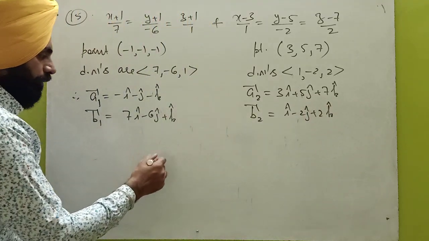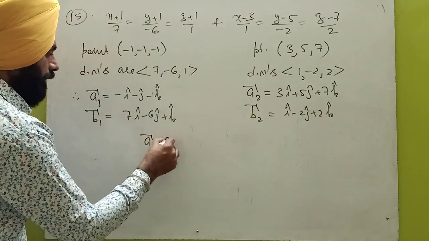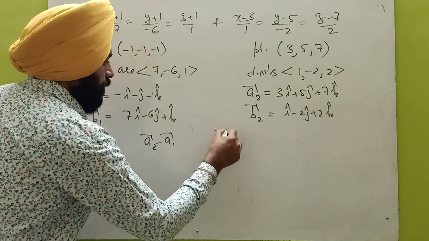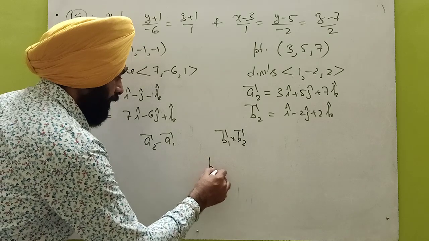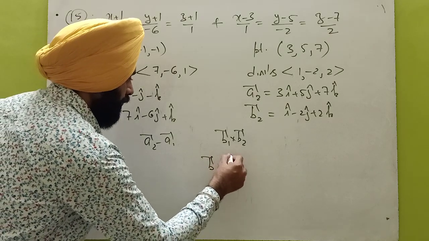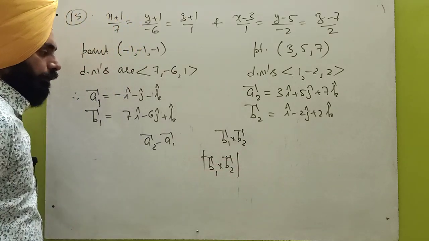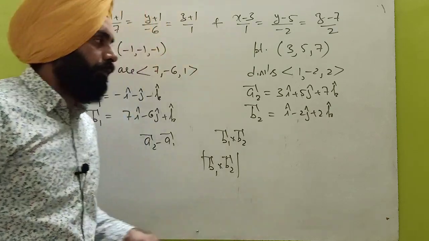So after this, we can easily find the values of A2 minus A1, B1 cross B2 as in the previous question, and also the magnitude of B1 cross B2. And after putting all these values in the formula, you can find the shortest distance.